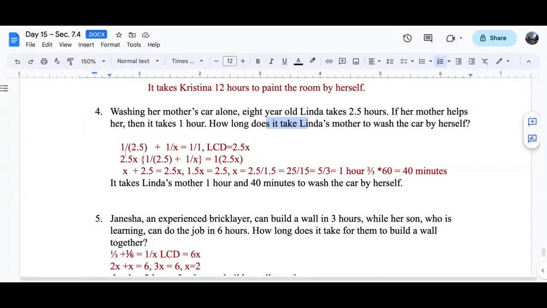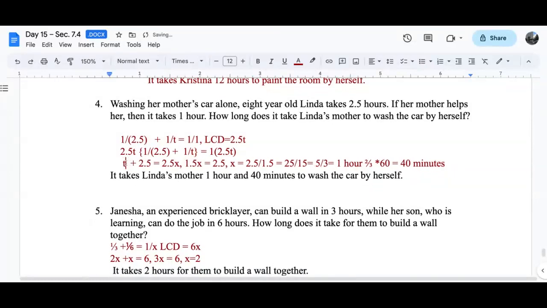Same as 3, right? So Linda's speed is 1 over 2.5. And her mother's speed, we don't know. But working together, it takes 1 hour, which is 1 over 1. So the LCD is 2.5t. Right? Then we multiply 2.5t on both sides. And then we get t plus 2.5 equals 2.5t.